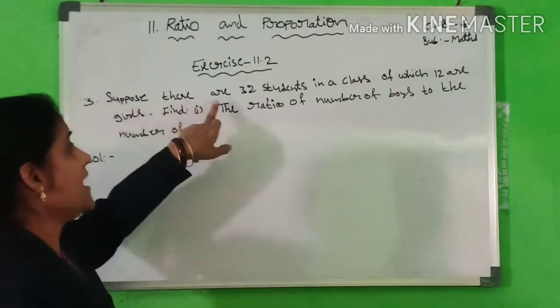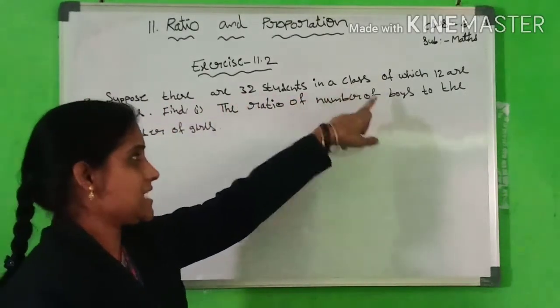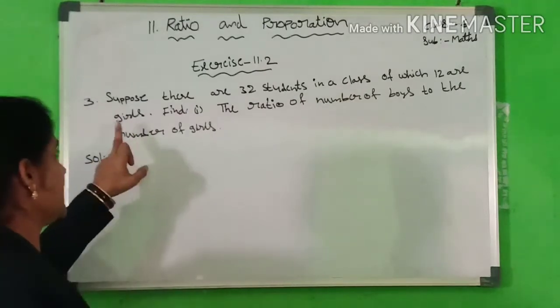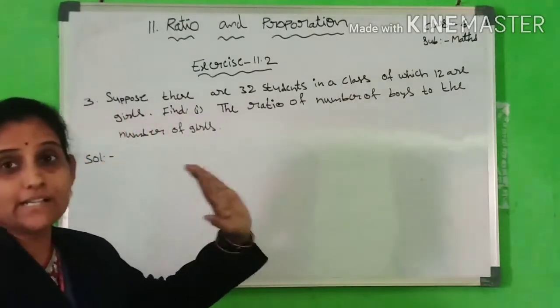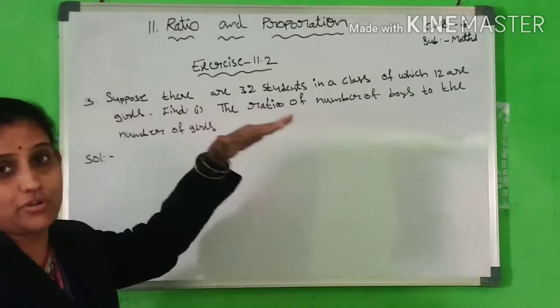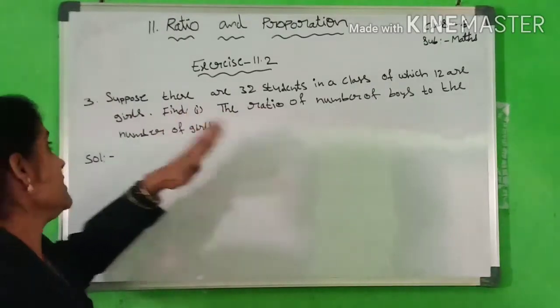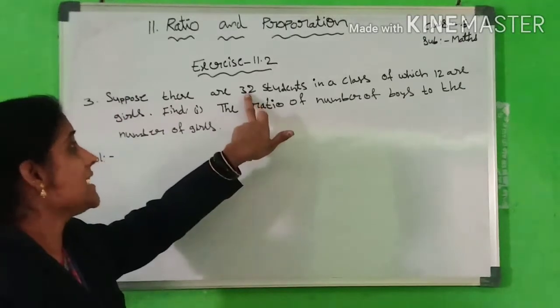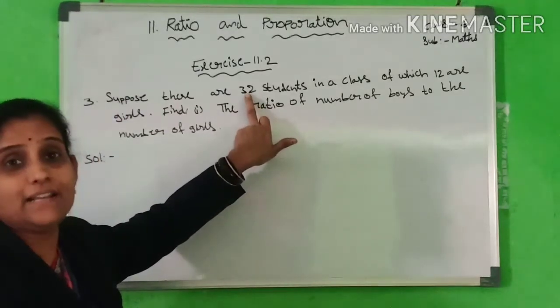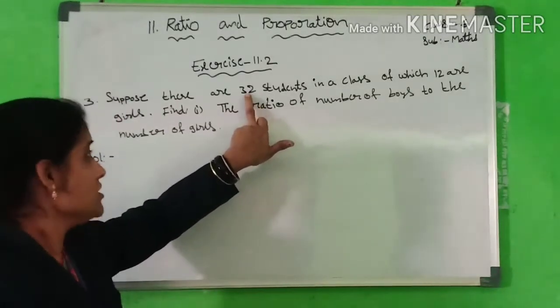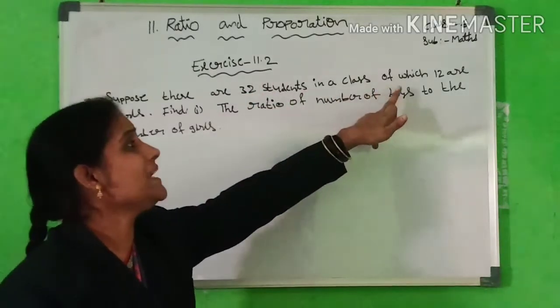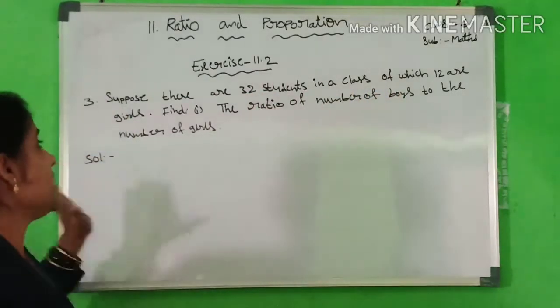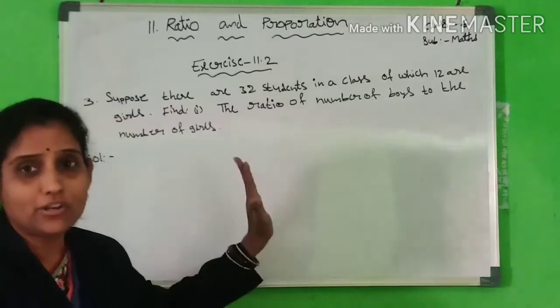Suppose there are 32 students in a class, of which 12 are girls. First of all, you have to check the question. Total number of students in a class: how many students are there, children? Yes, 32 students. And how many are girls? 12 are girls. Now you have to find out the boys.